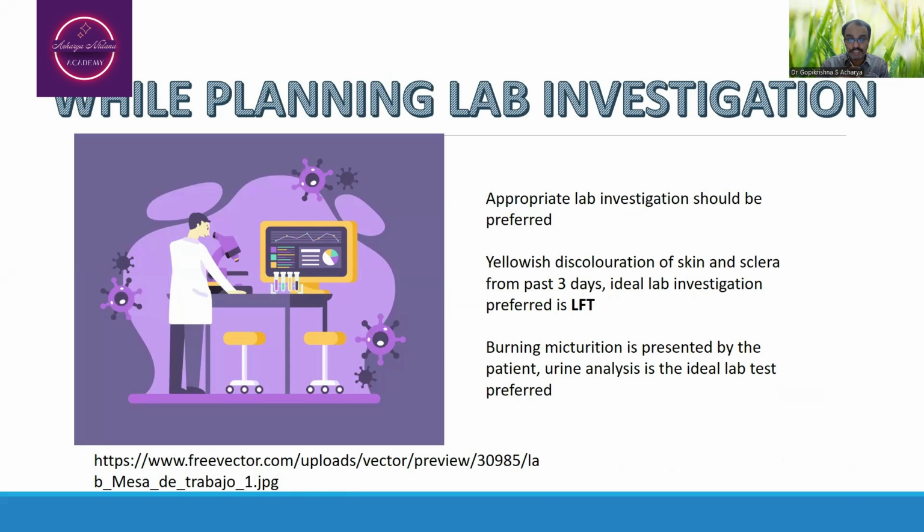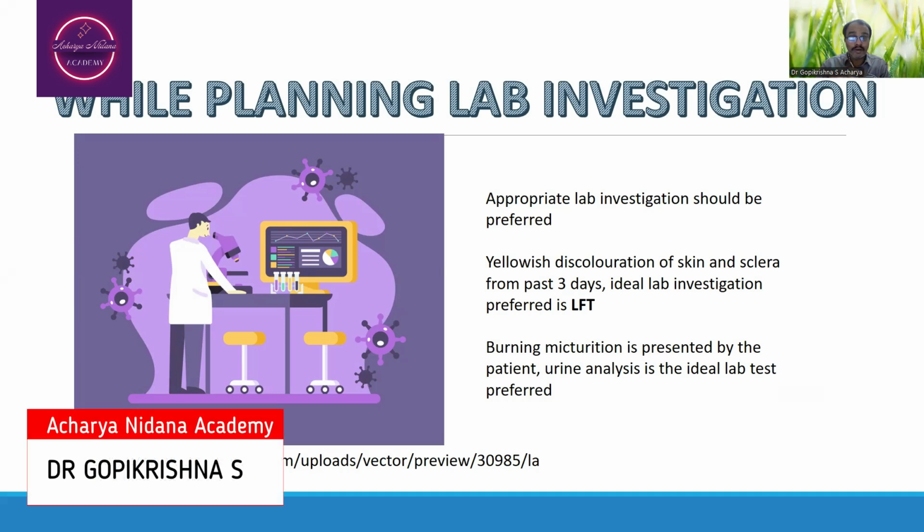And while planning laboratory investigations, appropriate laboratory investigation should be preferred. For example, if the person has yellowish discoloration of the skin or sclera, that is indicative of hepatobiliary dysfunction. To confirm that, the ideal investigation suggested is the liver function test. And if the person has burning micturition, let us take another example. In that situation, the ideal investigation preferred is routine urine analysis. In that, we are likely to get increased pus cells in the urine on microscopic examination.